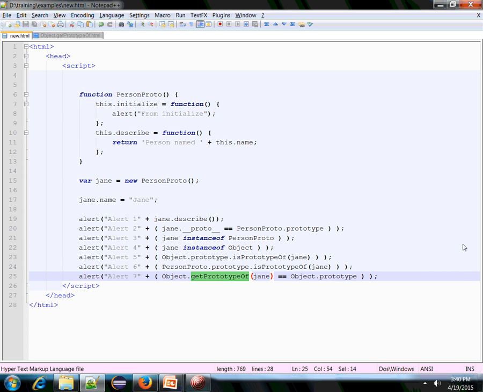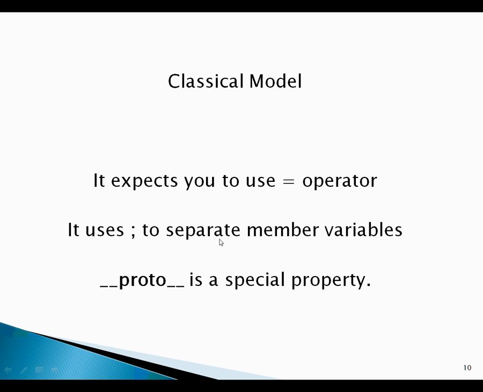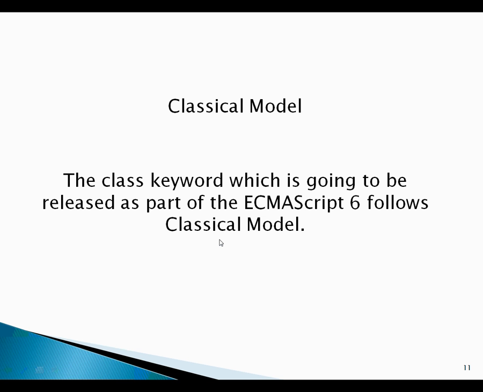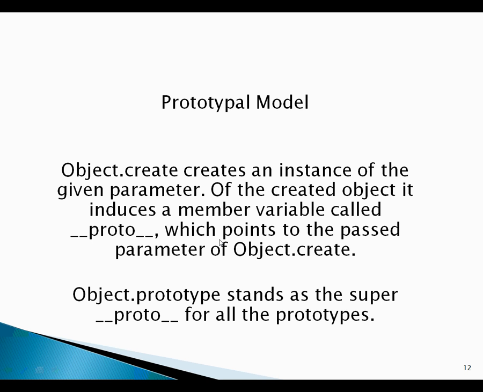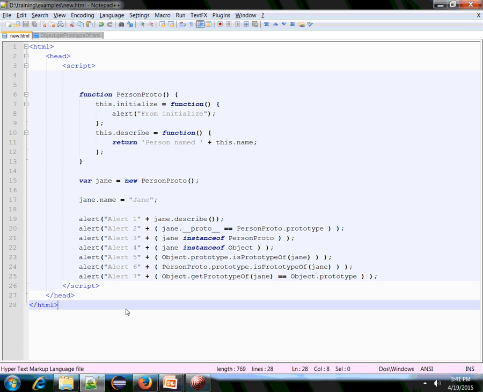So as said, the classical model uses the equals operator and semicolons to separate the member variables. Proto is the special property introduced in all individual objects that are instantiated for each of those classes. And ECMAScript 6 is the one that is going to get us the actual class keyword in JavaScript. We're waiting for it. So that was about the first approach for instantiating objects in JavaScript.